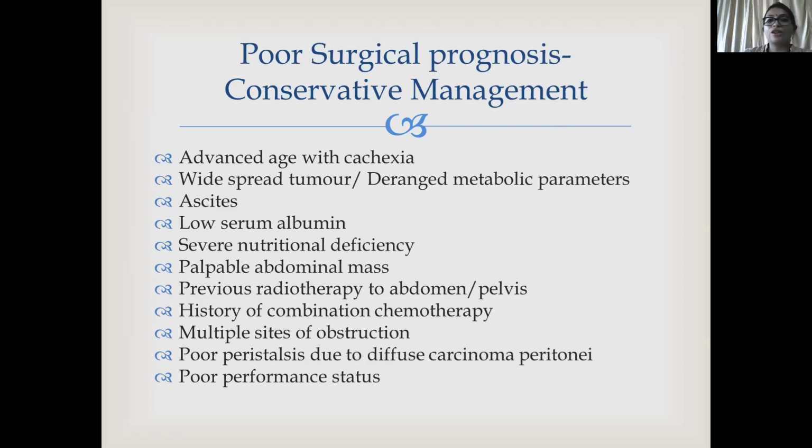History of combination chemotherapy shows that the disease is a tough disease, when the patient has had a lot of combination chemotherapies before. It shows that the patient generally has a poor prognosis disease. Then multiple sites of obstruction, poor peristalsis due to diffuse carcinomatosis peritonei, and poor performance status. All these are factors where we think that this person is one for whom we have to go only for conservative management.